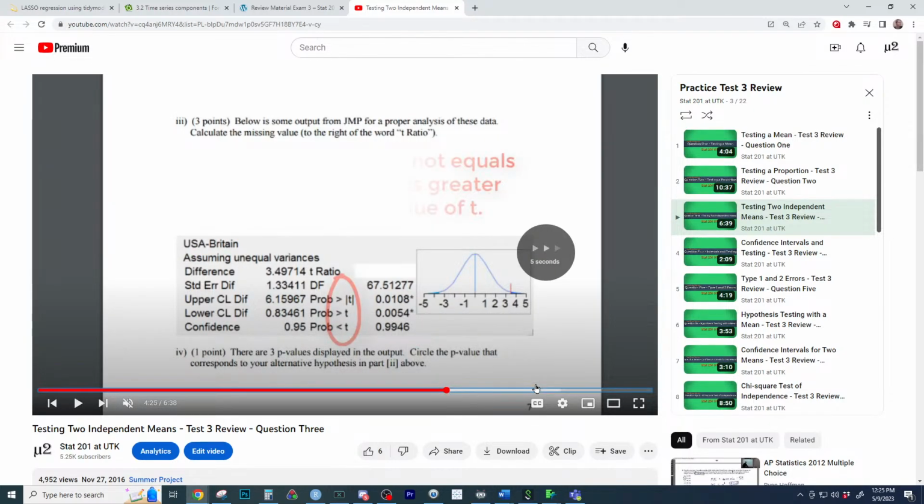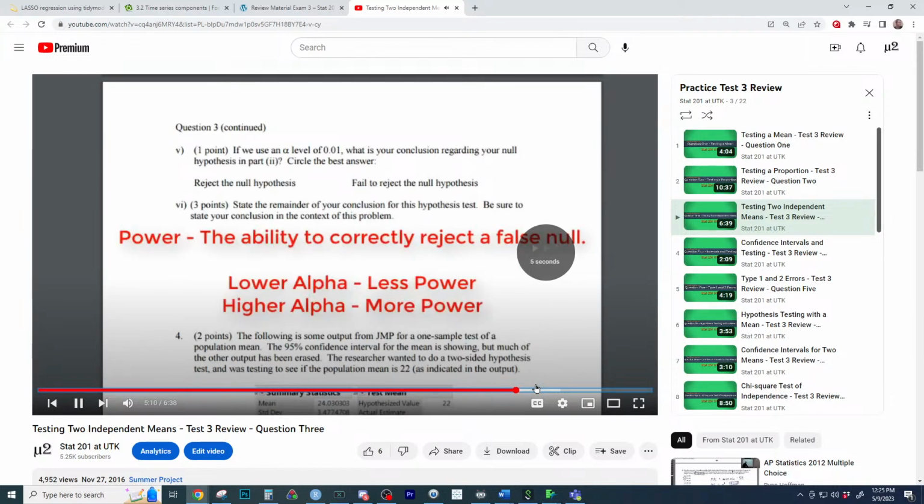So you can see right here where we write the statement. Substitute in the greater than. We see less than for this next part. It's harder to reject. So that's on power right there.